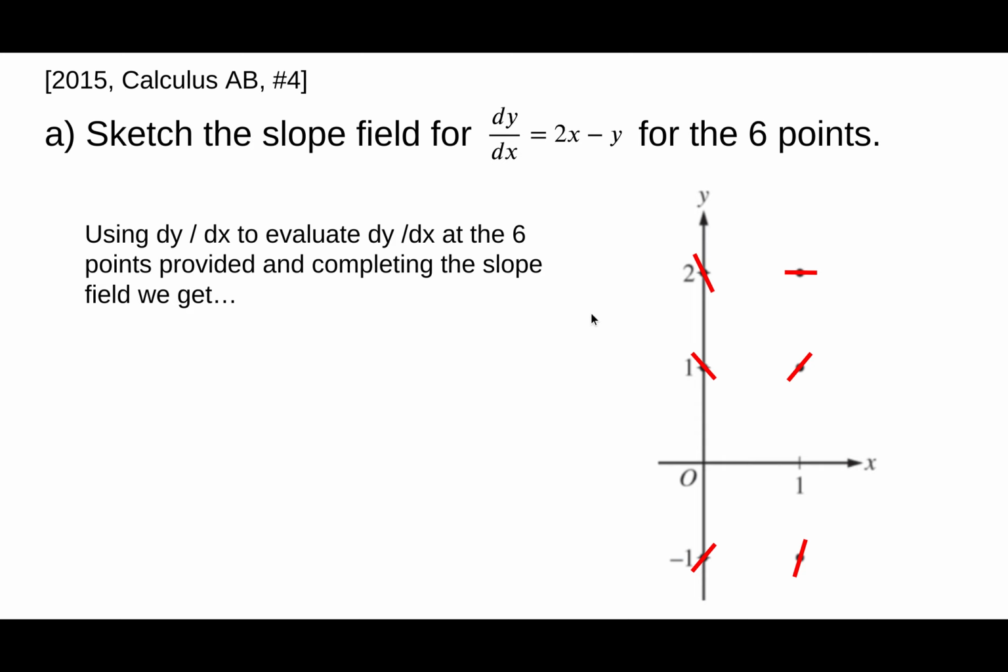All right, so the 6 points are 0, negative 1. So if x is 0 and y is negative 1, 0 minus negative 1 is 1. Notice this little segment down here has slope approximately 1. At the point 1, negative 1, 2 times 1 is 2, minus negative 1 is 3, so this slope right here is 3. And these don't have to be perfect, just make sure that they're close, right?